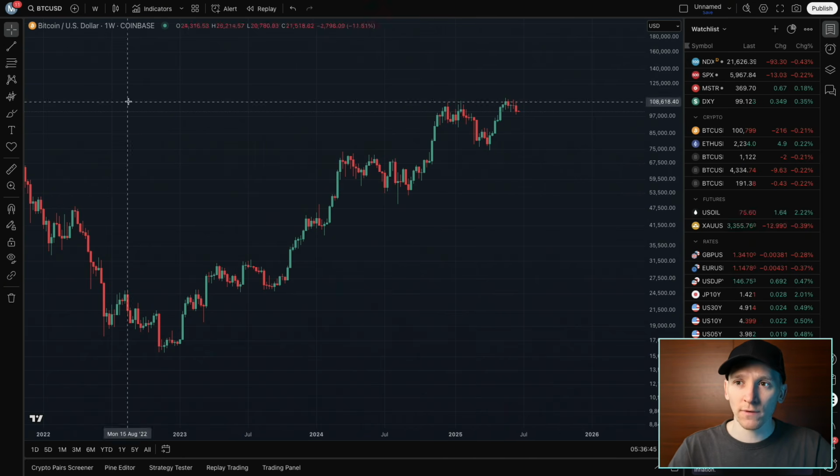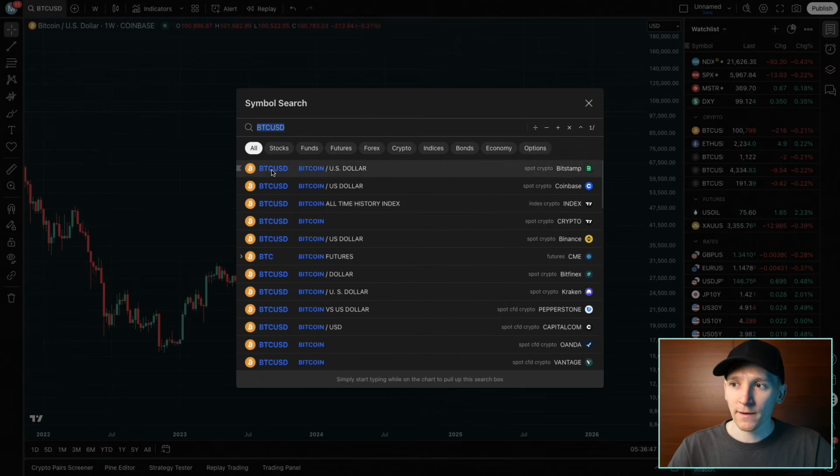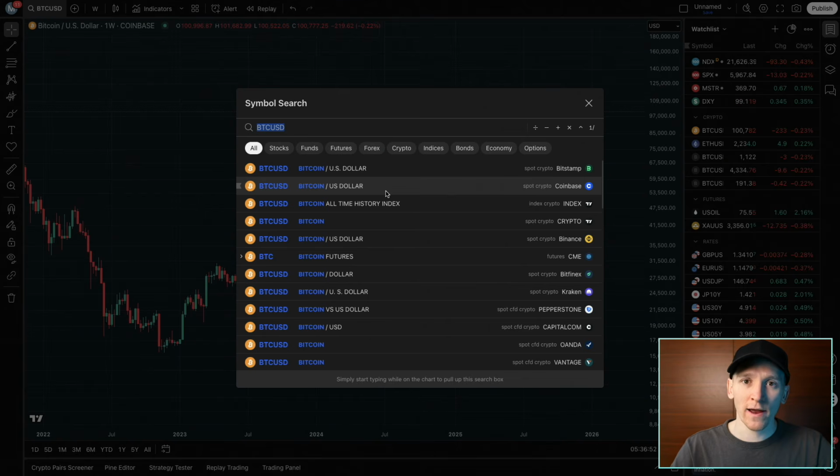Once you're on TradingView, come up to the top left-hand corner, and whatever asset that you're trading, you need to make sure that you're choosing the correct listing for that asset, because the anchored VWAP is a volume weighted average price indicator. That means that it's giving us basically a moving average of the price weighted by trading volume. And so we need accurate volume data for this indicator to work.